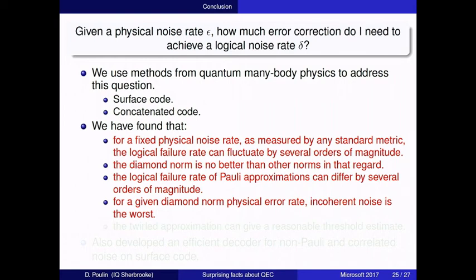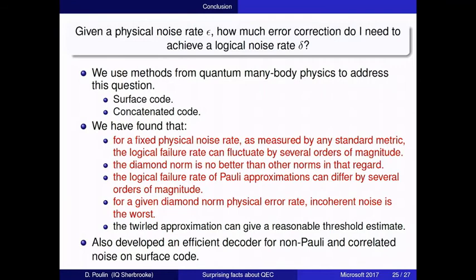That's what we found. I mean, we haven't gone exhaustively through all the noise models, but based on our simulation, that's what we found. And for a few examples, the twirl approximation seems to give a reasonable threshold estimate, okay? But not necessarily a sub-threshold behavior, which is what we really care about. And we've also developed an efficient decoder for non-Pauli and correlated noise on the surface code.